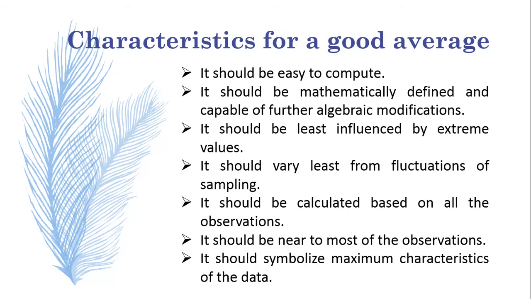What are the characteristics of a good average? First of all, it should be very easy to compute. It should be well defined mathematically, for example, arithmetic mean. It should be least influenced by extreme values. It should not vary much with the fluctuations of sampling, which means that if I take two samples, the two samples' averages should be almost near. It should be easily calculated and should be based on all observations. It should be near to most of the observations and symbolize maximum characteristics of the data.